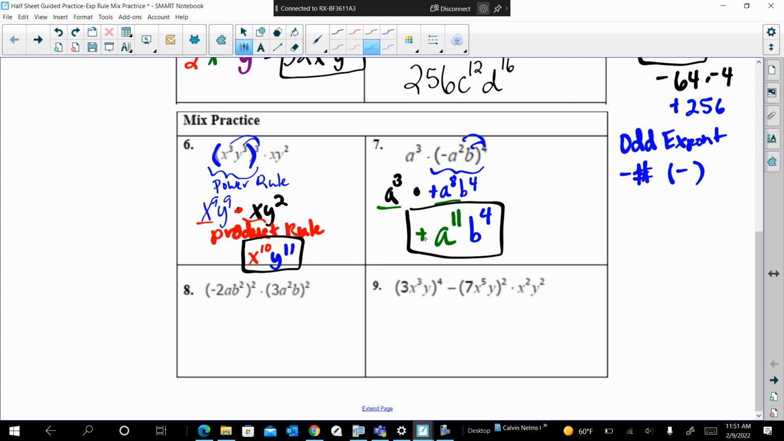So would there be a question where the a would be negative? If the exponent was odd, it would stay negative. Like if it was a 7, then yes. So if you started off with an odd number, then it would stay negative. Yes.